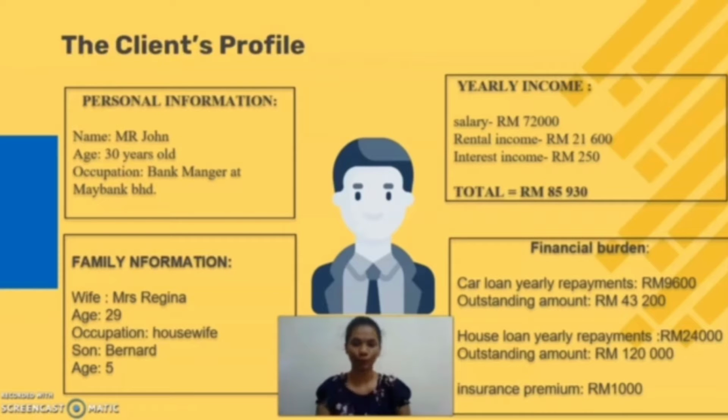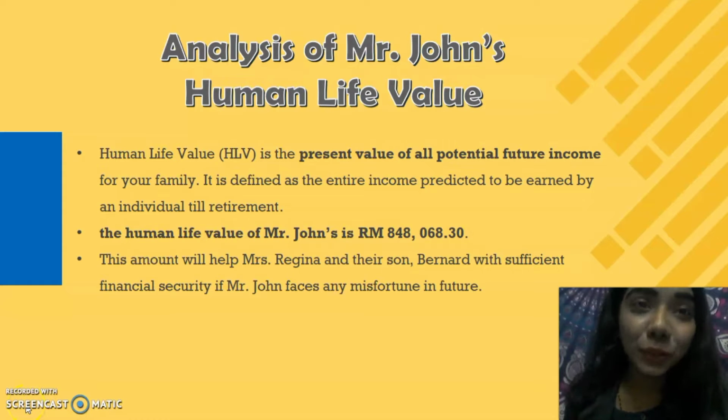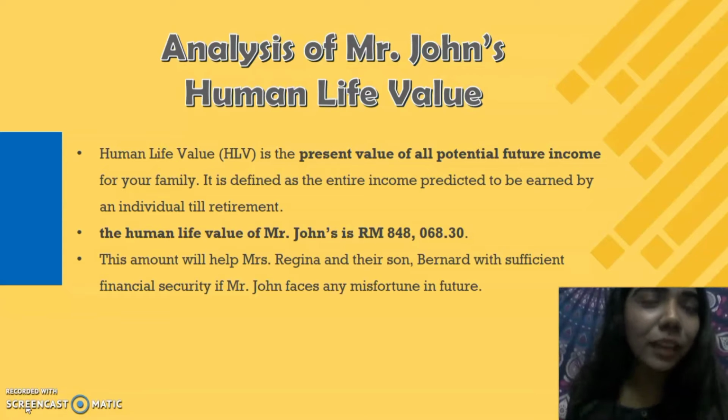Thank you. So next would be the analysis of Mr. John's human life value. But before that, let me introduce myself. Myself, Monisha James, and my matrix number is 269492. So let's look into the content. It is quite impossible for us to put monetary value on a human life. However, using human life value approach, we actually can calculate a person's life value.